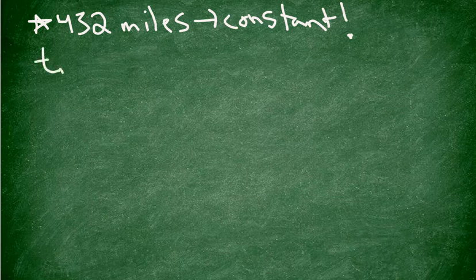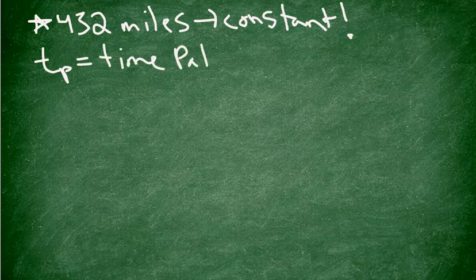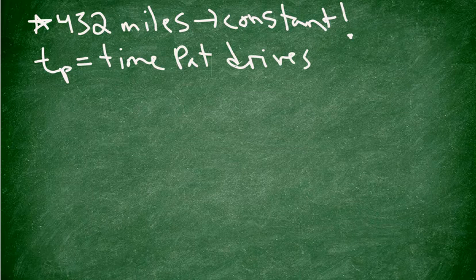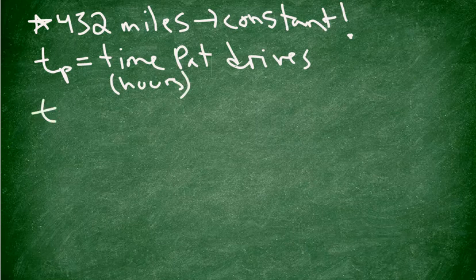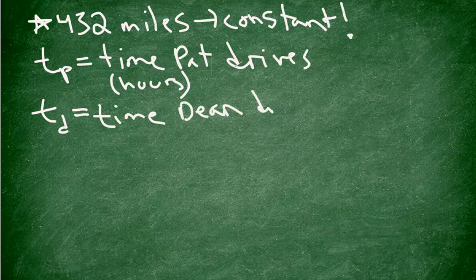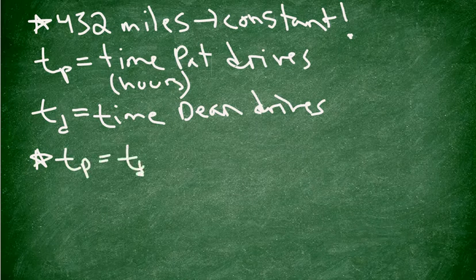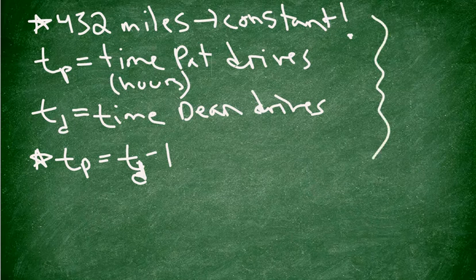And then here comes the variables part. I'm going to say let T sub P equal the time Pat drives the 432 miles, in hours. You can guess that T sub D is the time in hours that Dean drives to get to that 432 mile mark. The relationship they also give us is that Pat's time is an hour less than Dean's time. So T sub P is equal to T sub D minus 1. This is our first relationship that they give us.